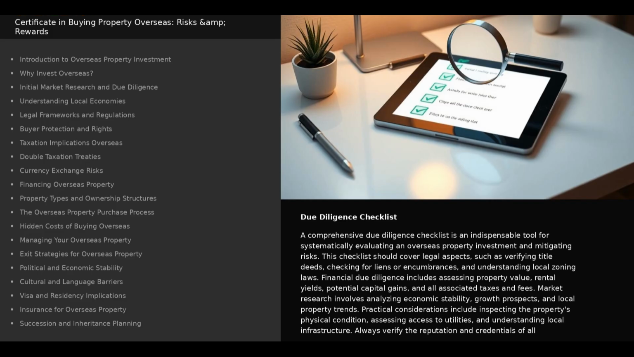Market research involves analyzing economic stability, growth prospects, and local property trends. Practical considerations include inspecting the property's physical condition, assessing access to utilities, and understanding local infrastructure. Always verify the reputation and credentials of all professionals involved, including real estate agents, lawyers, and developers. Ensure all contracts are reviewed by your independent lawyer before signing. This structured approach helps ensure no critical step is overlooked, providing a robust framework for making informed decisions. A thorough checklist is your best defense against unforeseen problems.